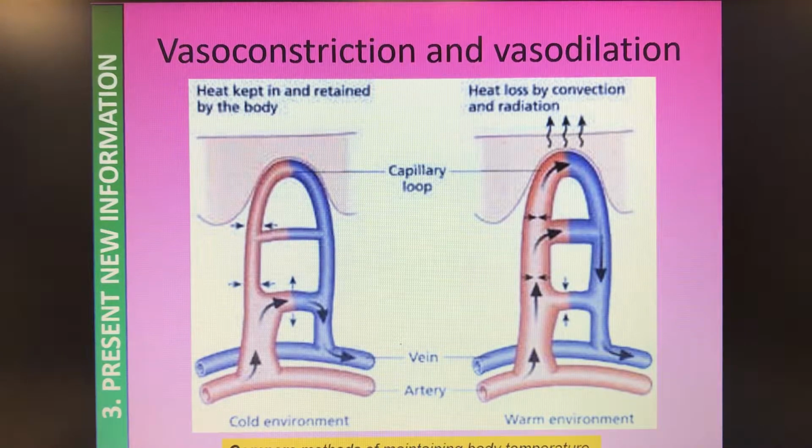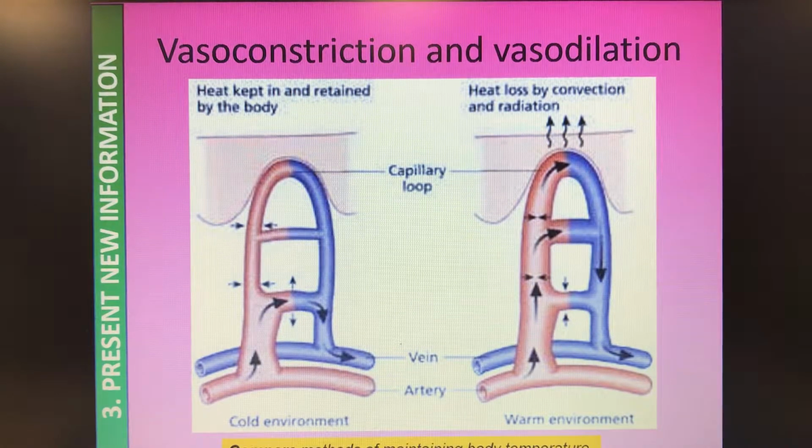A good way of remembering vasoconstriction, which has a C in it, is when we are in a cold environment. C again. It is contraction of the muscles surrounding that capillary, and it constricts the blood vessels. So it's all the C's together: cold, contract, constrict, vasoconstriction.